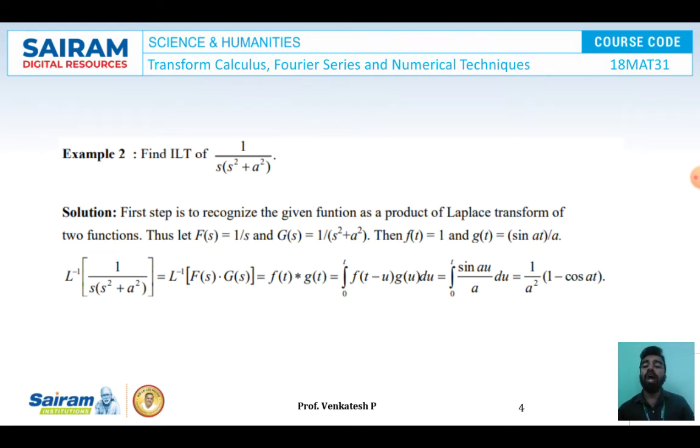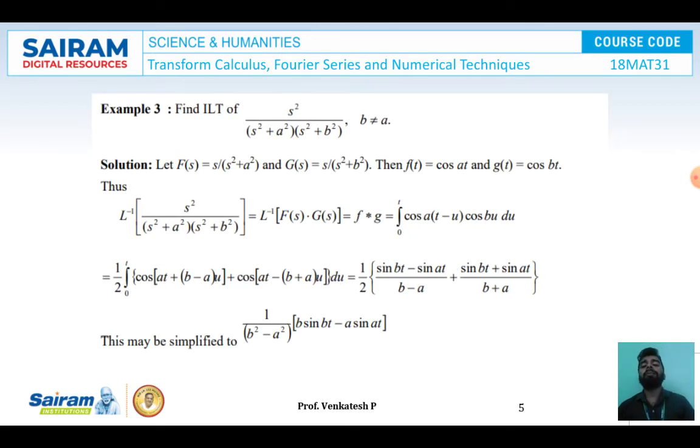So now the formula I am going to apply here, that is Laplace inverse of 1 by s into s square plus a square is equal to Laplace inverse of F of s into G of s, which will be equal to f of t star g of t, that is integral 0 to t f of t minus u g of u du. So after replacing this f function and g function, we got integral 0 to t sin au by a into du. The constant 1 by a I am taking outside, integrating sin au with respect to u and applying the limit. We got 1 by a square into 1 minus cos at is the required solution.